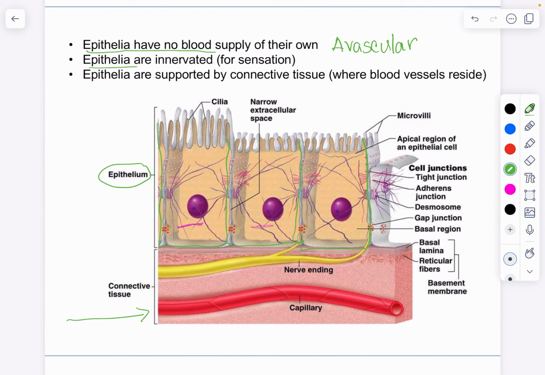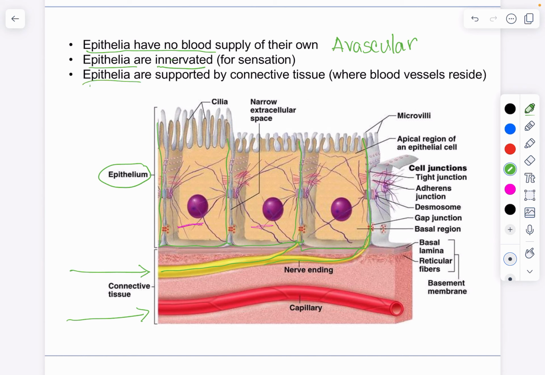As I mentioned, epithelial cells have the ability to have sensation. So they are what's called innervated. You can see the nerve here. Nerves are usually depicted in yellow. You can follow the nerve, and the nerve enters those epithelial cells.